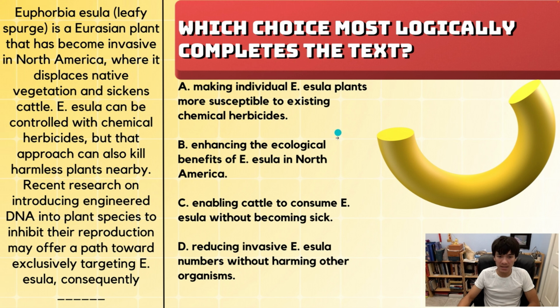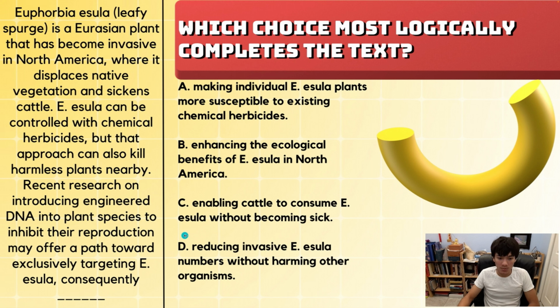B. Enhancing the ecological benefits of E. esula in North America. Once again, our idea is not talking about enhancing ecological benefits, it's talking about DNA inhibiting reproduction. Very straightforward. So we know that B is also incorrect. C. Enabling cattle to consume E. esula without becoming sick. Right off the bat, we know this is incorrect because it doesn't have anything to do with DNA and inhibition, it's talking about cattle.